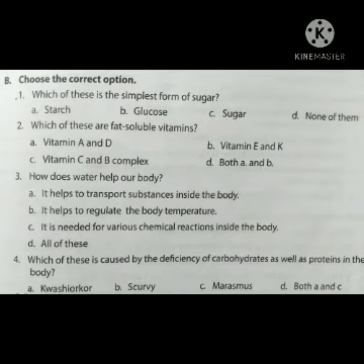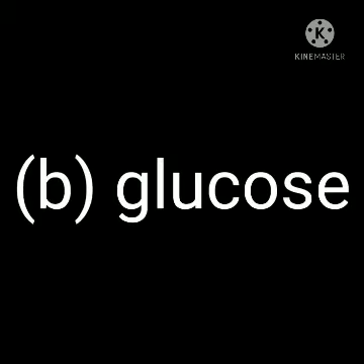Now part B, choose the correct options. 1. Which of these is the simplest form of sugar? A. Starch. B. Glucose. C. Sugar. D. None of them. The answer is B. Glucose.